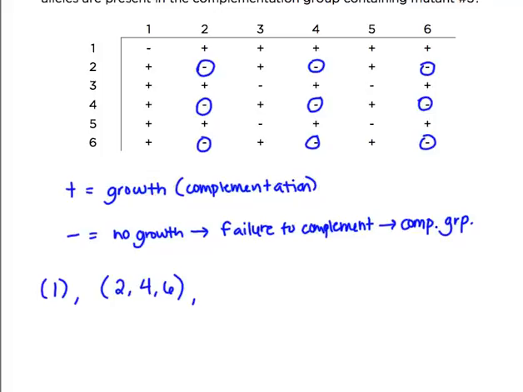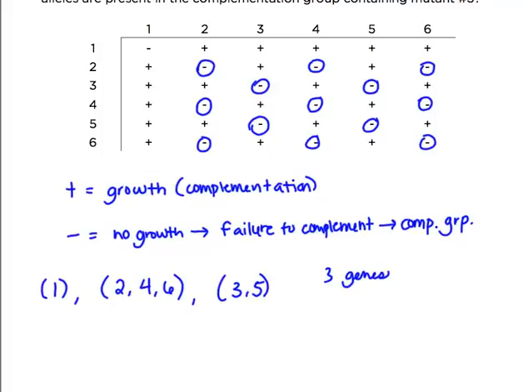Now if you look at 3, it fails to complement with itself, as expected, but it also fails to complement with 5. And if you look in column 5, you can see again it's 3 and 5. So 3 and 5 is another complementation group. So remember that each complementation group is actually a different gene. So we have 3 complementation groups, and therefore we have 3 genes isolated in this experiment.